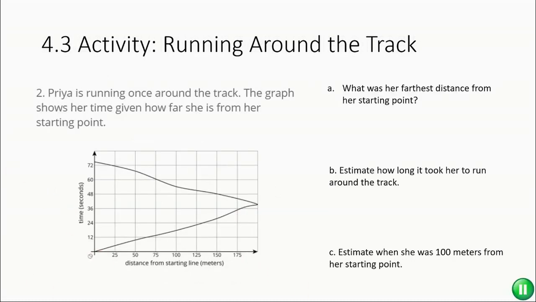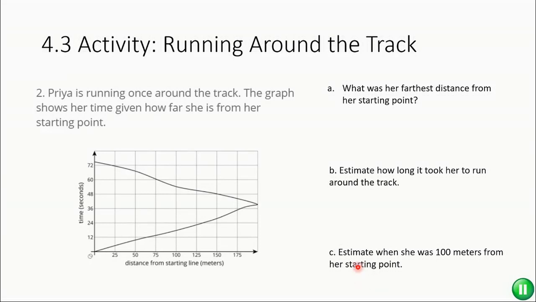All right, so let's check out A. A says, what was her farthest distance from her starting point? B says, estimate how long it took her to run around the track. And C says, estimate when she was 100 meters from her starting point. Pause the video, resume when you're ready. Okay, ready, set, go.